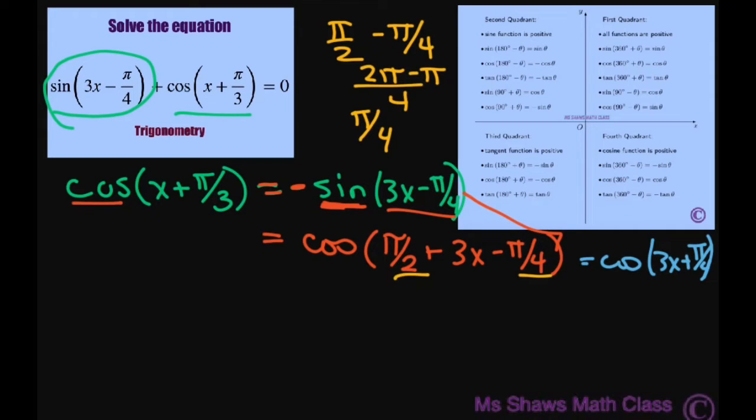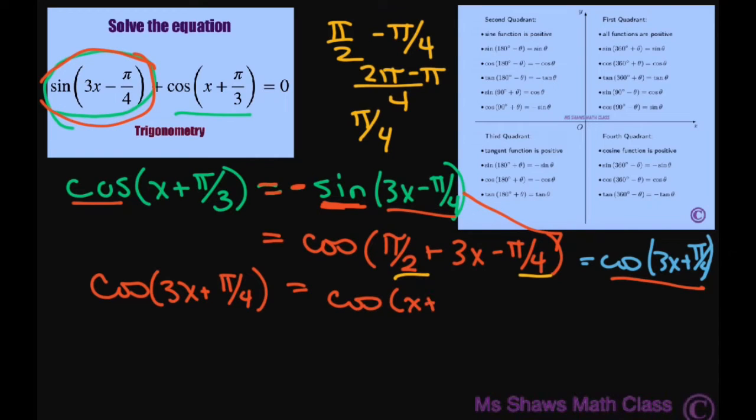So let's write this one first. We're going to write cosine of (3x + π/4). So all I did was rewrite this. All right, equals, and we're going to set this equal to, I'm just switching this around, cosine of (x + π/3). All right, now since these are the same, I can set my arguments equal to the same. So we want these to be the same.